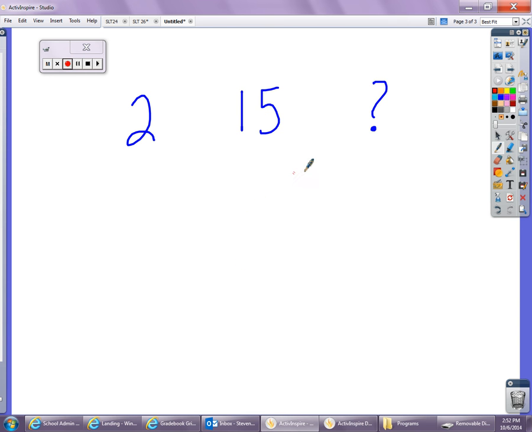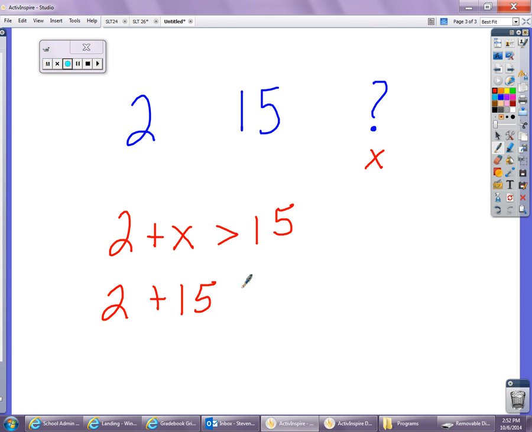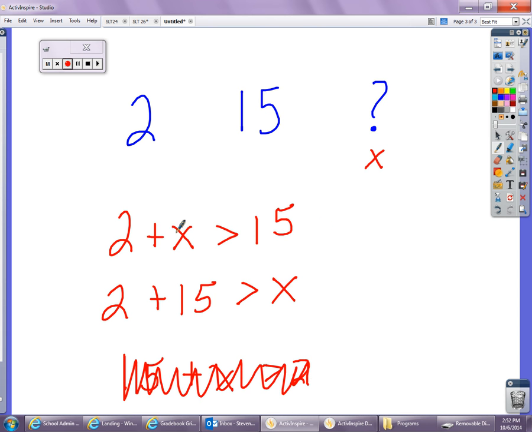All right, here's the solution. We're going to call this missing side x. We know that 2 plus whatever x is has to be greater than 15. We also know that 2 plus 15, since any two sides have to be greater than the third side, has to be greater than x. The one we really don't need to mention is 15 plus x is greater than 2, because of course anything plus 15 will be greater than 2, because it's a side of a triangle and it can't be negative.